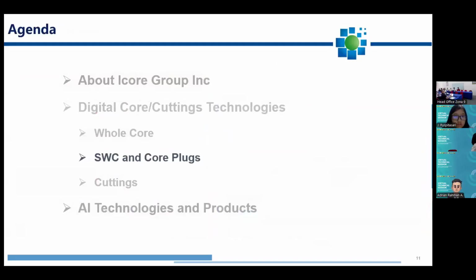Then cycle core or core plugs. This is where we got our reputation, working with CNOOC in the South China Sea.